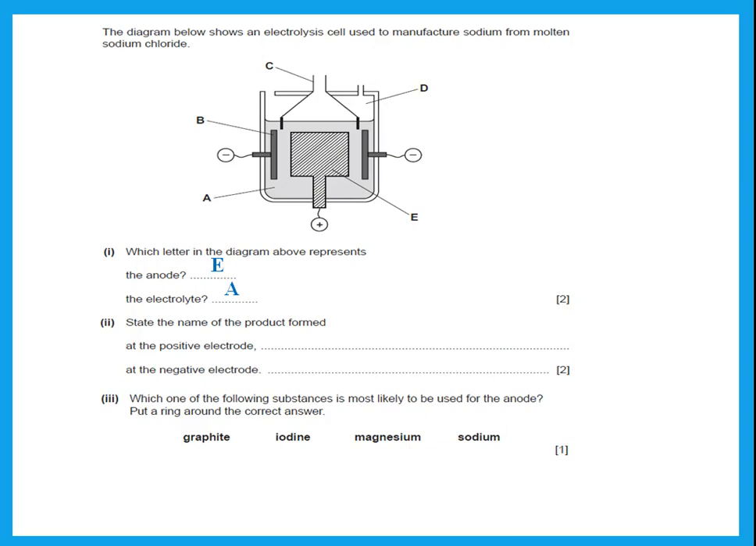State the name of the product formed at the positive. Well, I need to go back. What is he doing? He's doing electrolysis of molten sodium chloride. So the positive, which one? That means I have sodium ions and chloride ions. Which one goes to the positive? The one that is actually negative ion. So I have chlorine going to the positive, and the sodium will go to the negative because this is molten. There is nothing else except sodium ions and chloride ions.